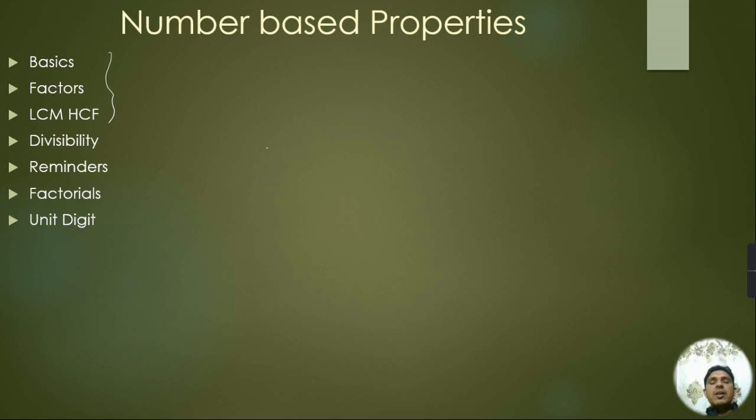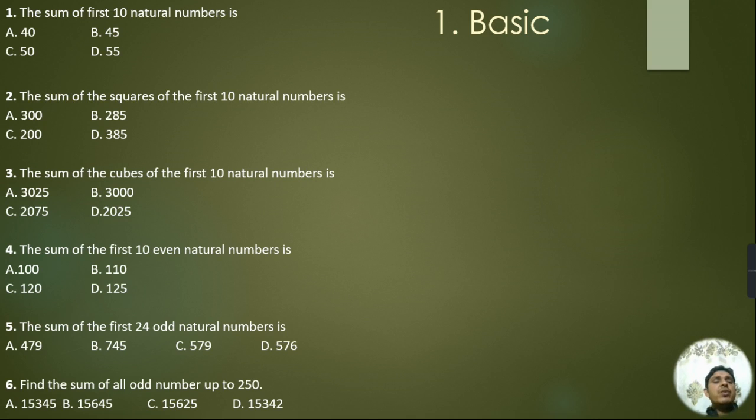So students, let's start. My first question is: the sum of first 10 natural numbers, the sum of squares of first 10 natural numbers, the sum of cubes of first 10 natural numbers, the sum of first 10 even numbers, the sum of first 24 odd natural numbers, the sum of all odd numbers up to 250. So students, there are formulas available for finding the sums of these respective concepts.